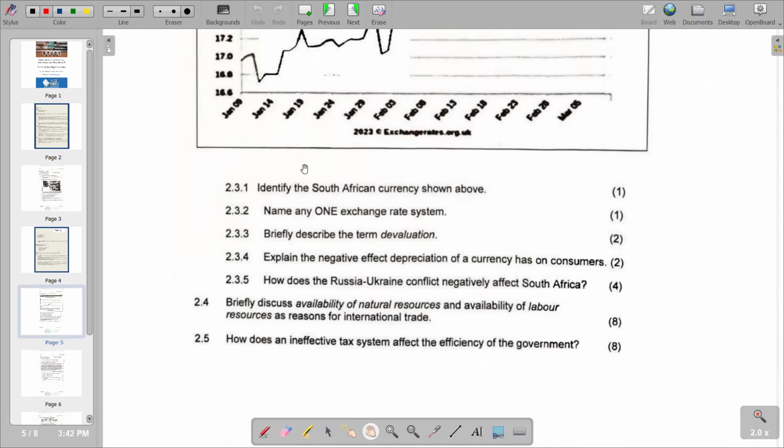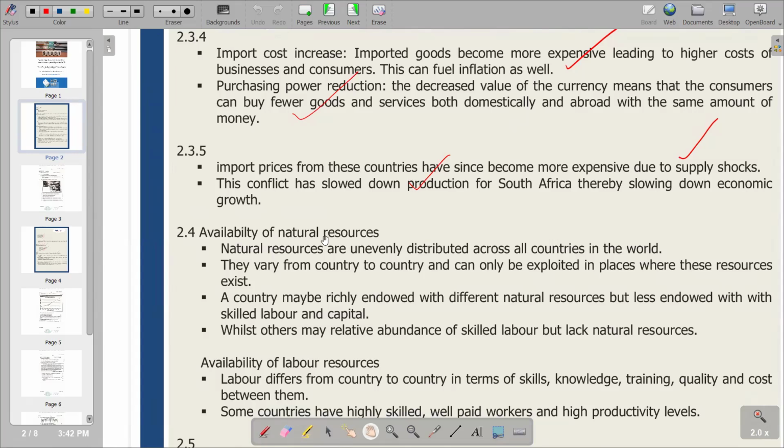We have that explained again in the other section, whereby we are saying availability of natural resources. We are saying natural resources are unevenly distributed across all countries in the world. This is the reason why we have such a scenario. They vary from country to country and can only be exploited in places where these resources exist. A country may be richly endowed with different natural resources, but less endowed with skilled labor and capital. This is the scenario that we have. While others may have a relative abundance of skilled labor, but lack natural resources. So they need to access what they don't have from other nations, thereby leading to international trade.